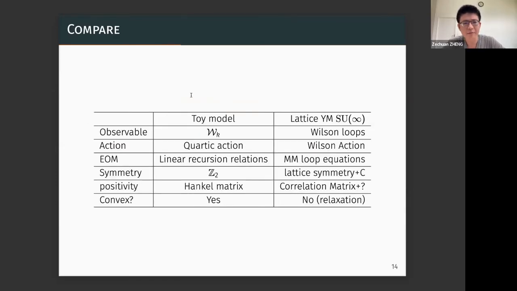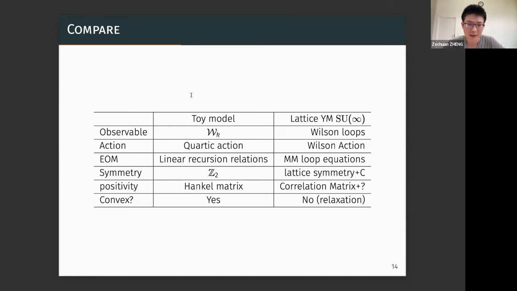Actually, all the method goes very parallel to the toy model. Let's look at it. For the observable, for the toy model, we are bootstrapping the k-th moment. And for the lattice Yang-Mills, we are doing the same thing for Wilson loops, actually expectation of Wilson loops. And for the action, for the toy model, we have quartic action, but for Yang-Mills, we have the Wilson action. The equations of motion are both just Schwinger-Dyson equations. For toy model, there are some linear recursion relations. But for the lattice Yang-Mills, it is the so-called Makeenko-Migdal loop equations. There are some equations relating different Wilson loops.